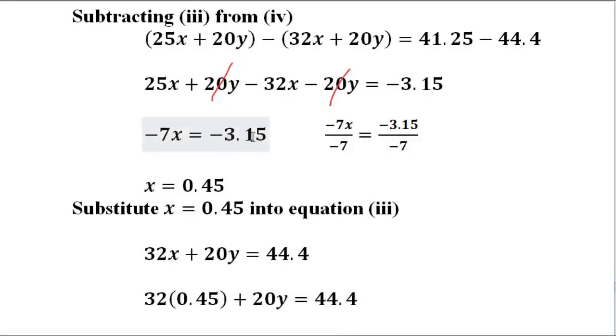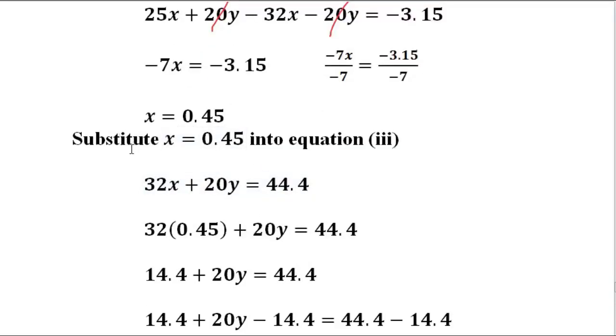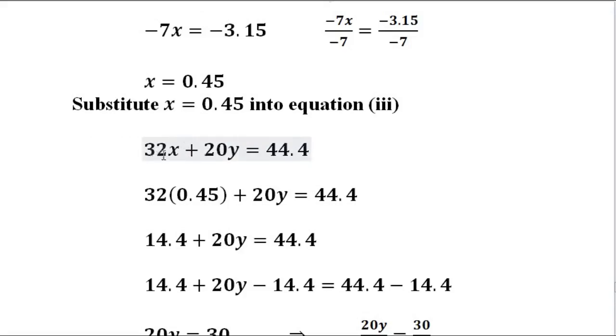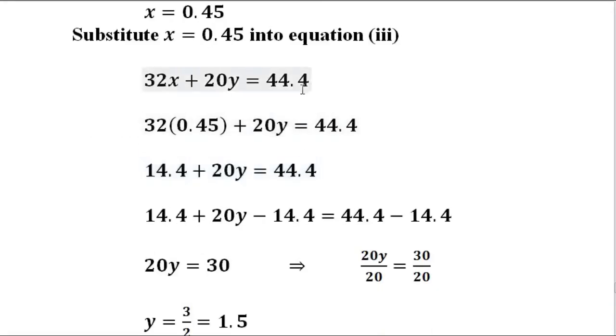To solve this equation for x, we need to divide both sides by negative 7, so we get x equals 0.45. Now to find the value of y, I'm going to substitute x equals 0.45 into equation 3. You can also substitute x equals 0.45 into equation 4. So equation 3, which is 32x plus 20y equals 44.4, becomes 32 into x, which is 0.45, plus 20y equals 44.4. And now 32 times 0.45 is 14.4, plus 20y equals 44.4.